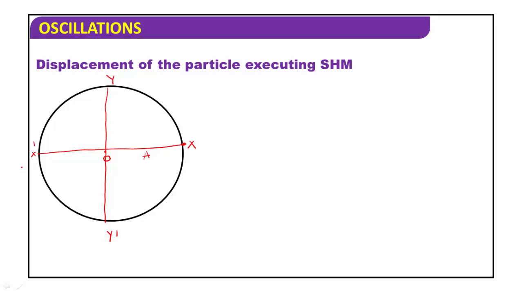Now, if you find the distance of the particle from its mean position at this point P, or at this point, or at this point, here the radius is a. The distance of the particle from its mean position at any given instant.